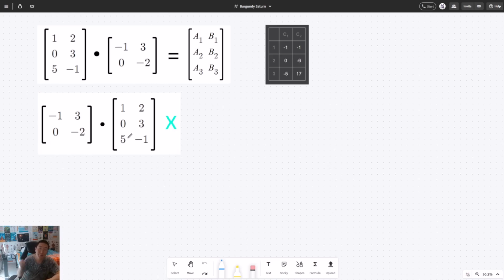Hey guys, in this video I'm going to show you how to do matrix multiplication, or the dot rule, because we use dots in higher level math instead of the multiplication sign. So how we do that is we can't just multiply any row.